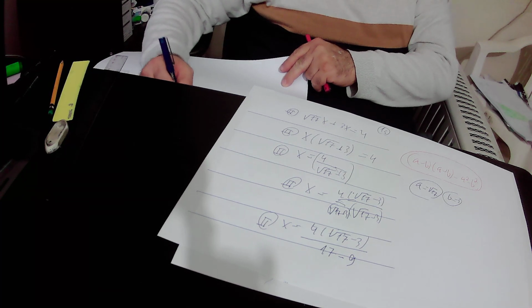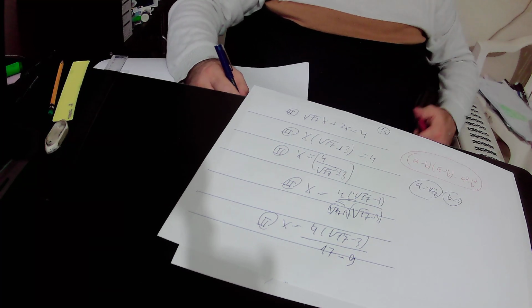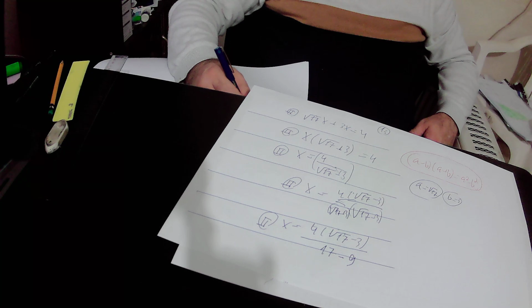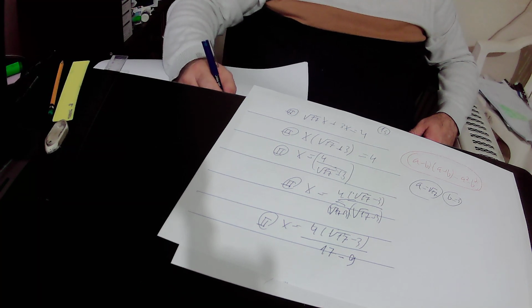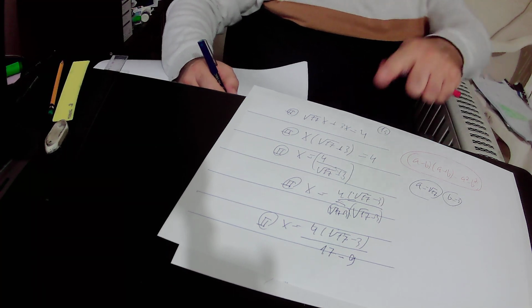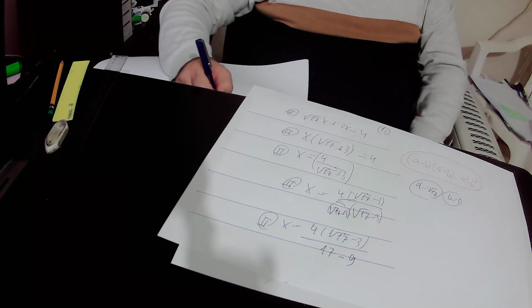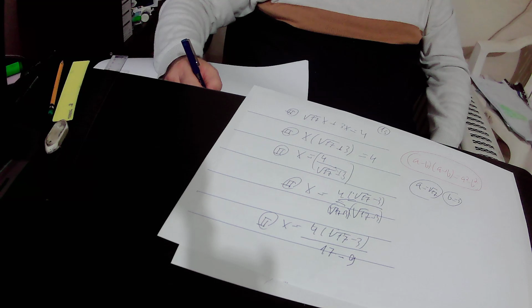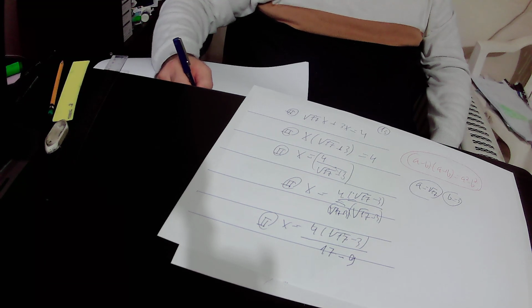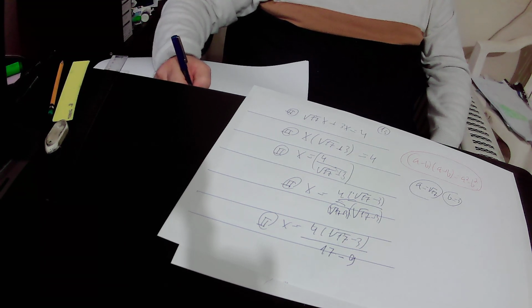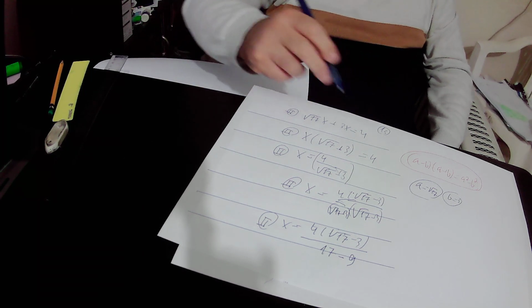So here, according to equation number 2, 17 minus 9 is 8, so I write it down. So x equals to 4 times (square root of 17 minus 3) over 8, because 17 minus 9 is 8.